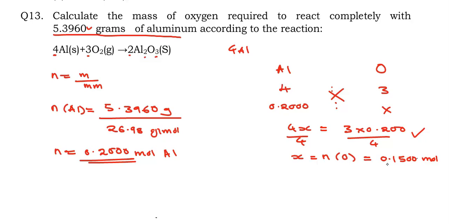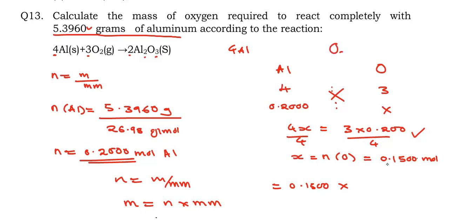What else now? Since we have the number of moles of oxygen, we are just going to find the mass of oxygen which we have been asked. So we know that the number of moles is equal to mass over molar mass. To make mass the subject of the formula, we have mass equal to number of moles multiplied by molar mass. So number of moles we've just found to be 0.1500 multiplied by the molar mass of oxygen. In this case, we haven't been asked to find the atomic mass. It is the molar mass.